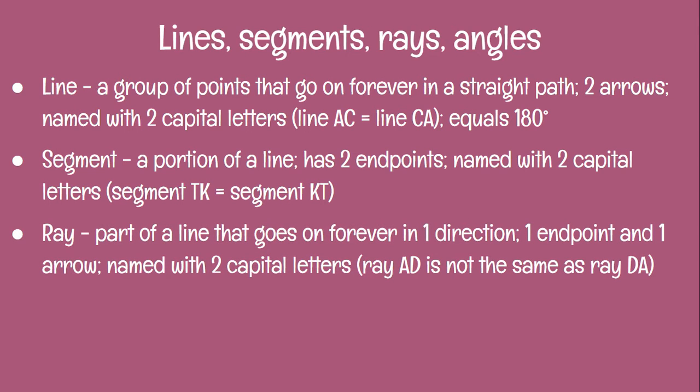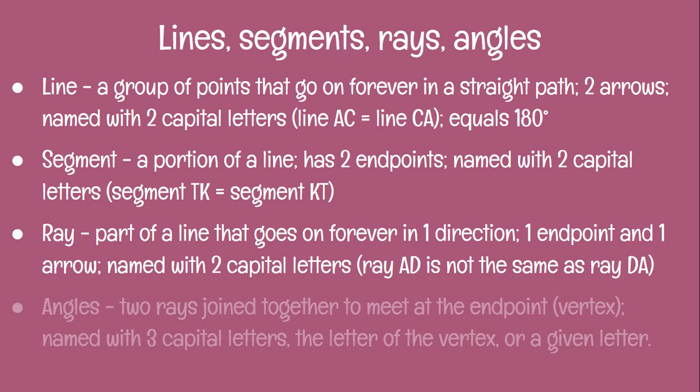A ray is a part of a line that goes on forever in one direction. So it has one endpoint and it has an arrow at the other end indicating the direction that it is going on. It is also named with two capital letters. However, the order of the letters is very important. The first letter indicates the end point. Ray AD is not the same as ray DA. And with all of these, since they are all portions of a line, they all equal 180 degrees.